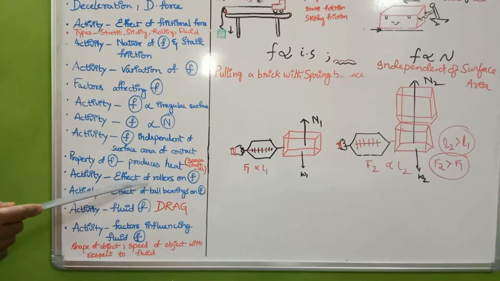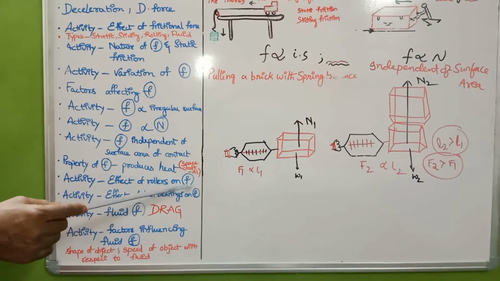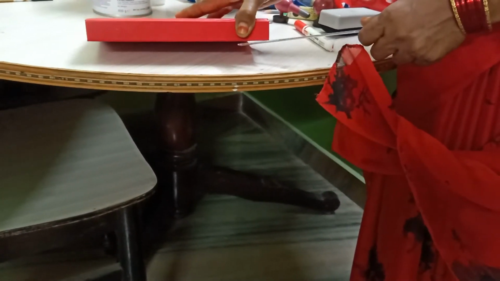Which proves the effect of rollers on frictional force. For that, let us take one activity. If we take an object like this, here these two are the surfaces in contact with each other. When we apply force, a frictional force acts in the opposite direction. It is difficult for us to make the object move.